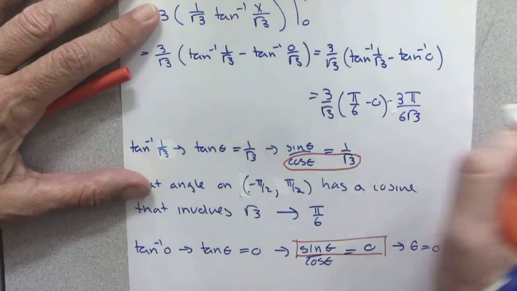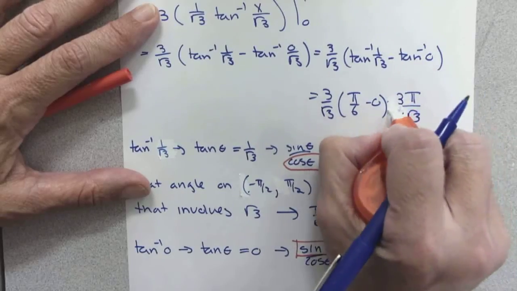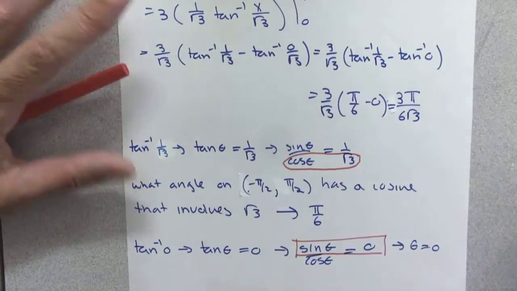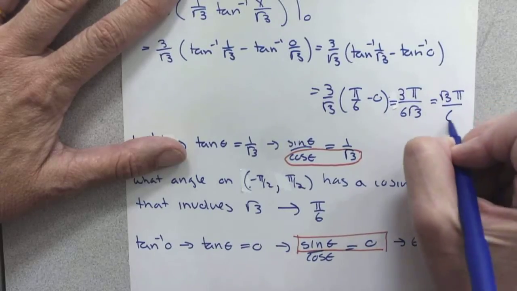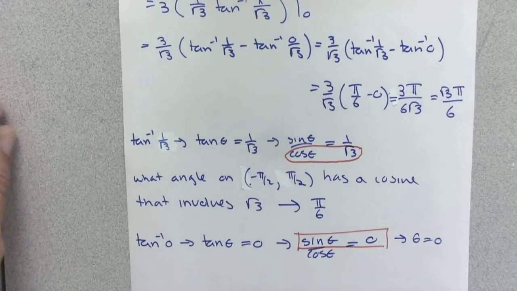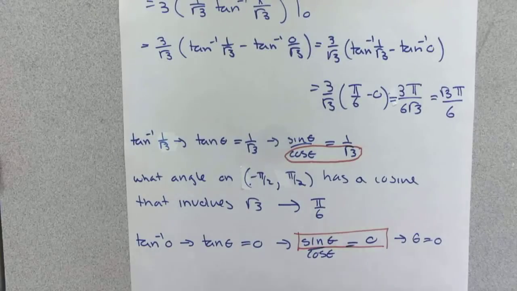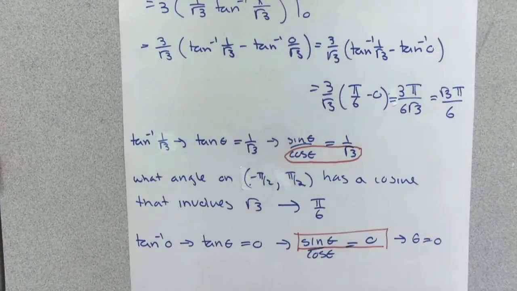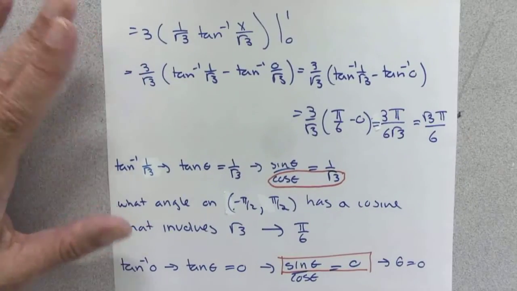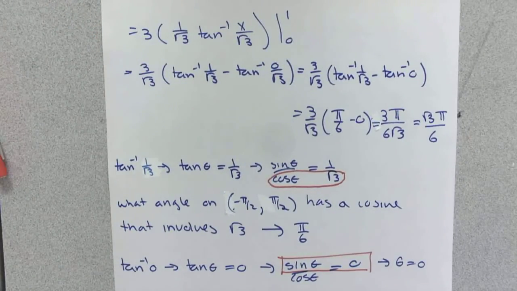And you could rationalize that if you want or not. I don't care if you rationalize it. If you do rationalize it, that's going to be square root of 3 pi over 6. You couldn't pay me to care about that last step. Either one of these are perfectly fine. And then you could check this on a calculator as well, just like we did the other one. But the point here is this inverse trig stuff is going to creep up, and so you do have to be able to work with those inverse trig values.